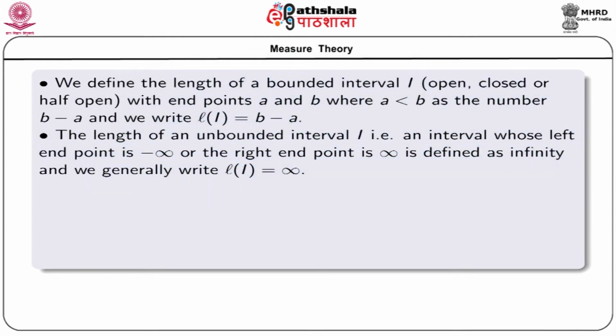The length of an unbounded interval I, that is an interval whose left end point is minus infinity or the right end point is infinity, is defined as the number infinity, and we generally write L of I equal to infinity. So, every interval on the real line has a number assigned to it. It may be a finite number or may be plus infinity. So, every interval has a length.